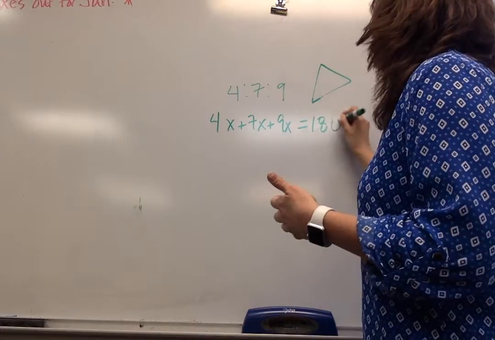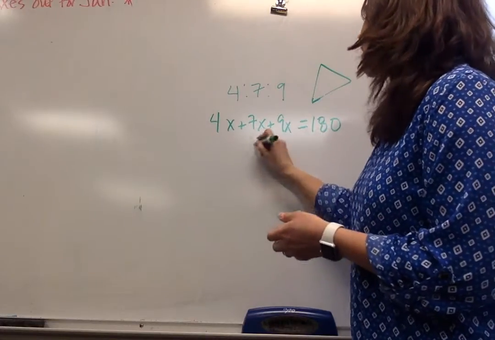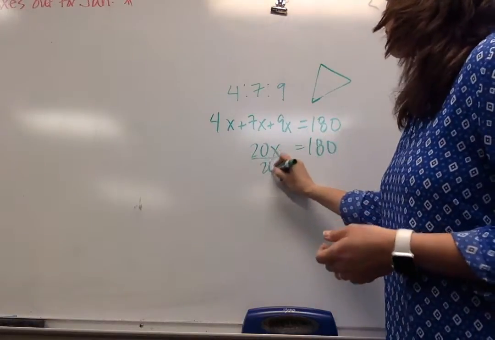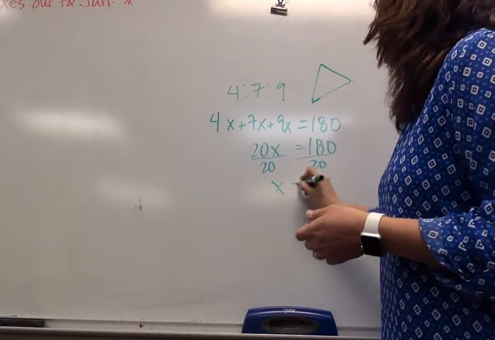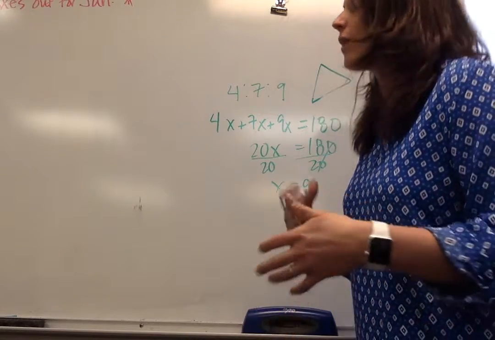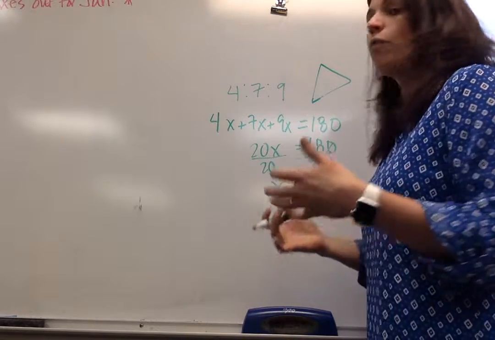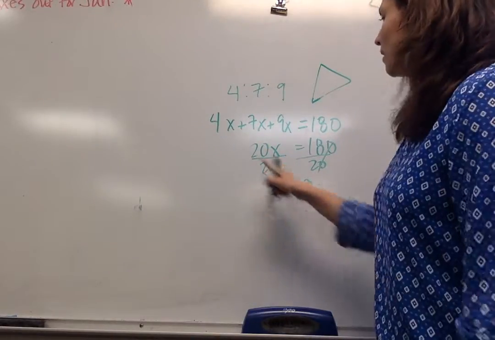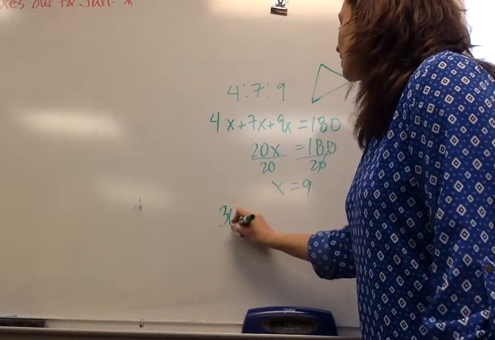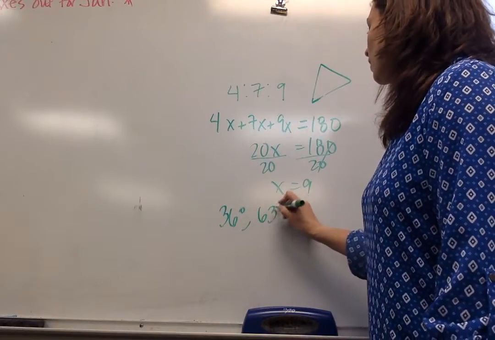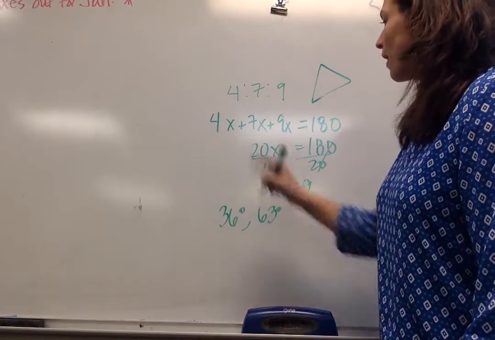and now it equals 180. So I'm going to simplify, and I get 20x equals 180. Additive inverse, divide both sides by 20, and x then equals 9. Of course, that doesn't answer the question, so now I have to go back and answer the question of what are the three angles. And the three angles are, here's where I plug back in, 4 times 9 is 36 degrees. My other angle is 63 degrees. I get that by plugging in 9 for x.